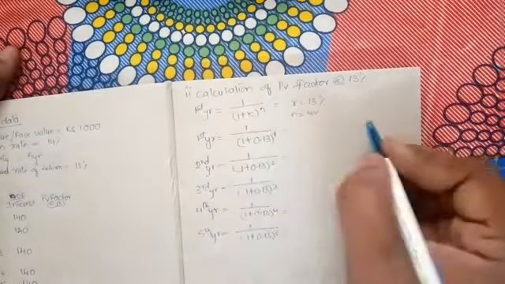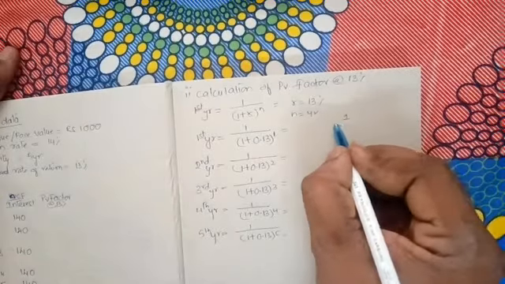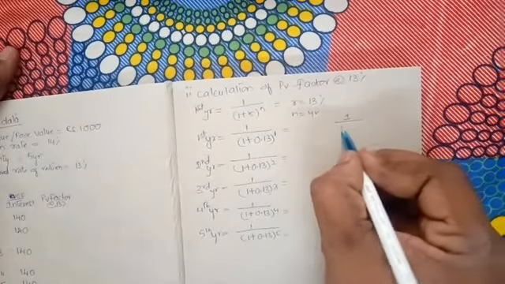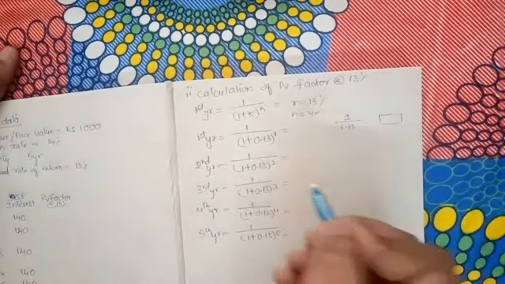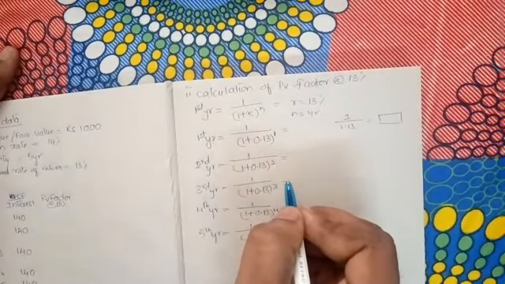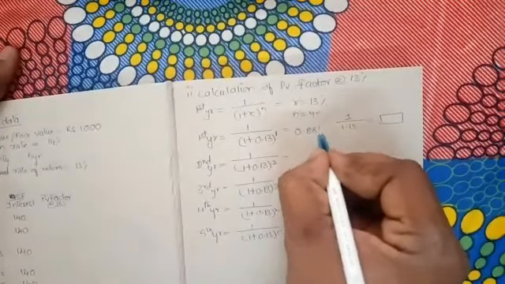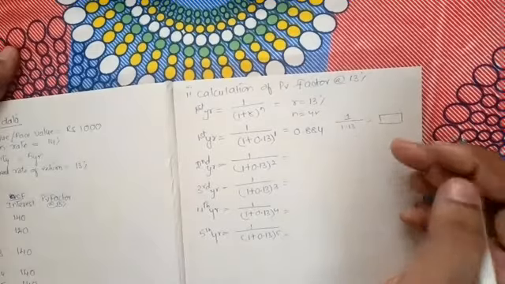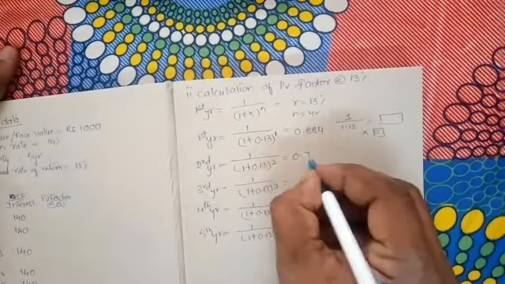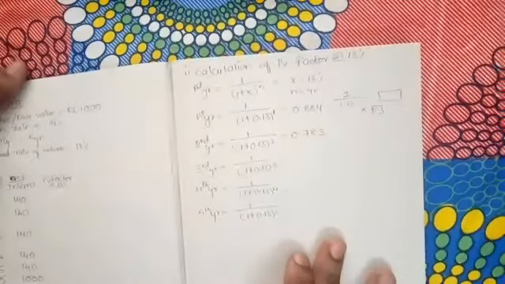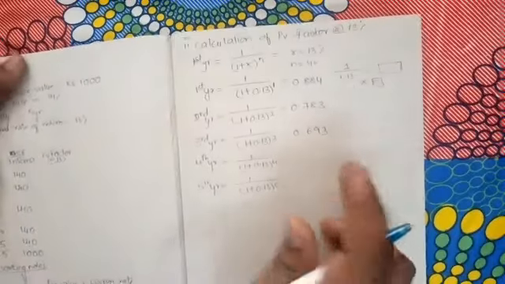So how to calculate this? In a calculator, you type 1, then divided by 1.13. You will get an answer. Tell me what is the answer here. 0.884, sir. Then you just press the multiply button and equals: 0.783, sir. The next one, 0.693.